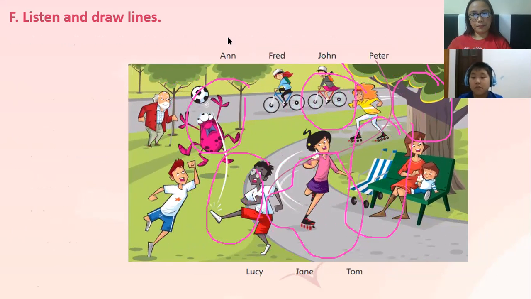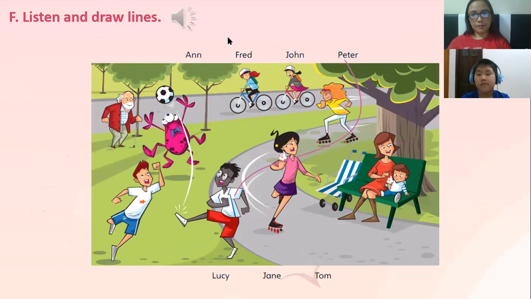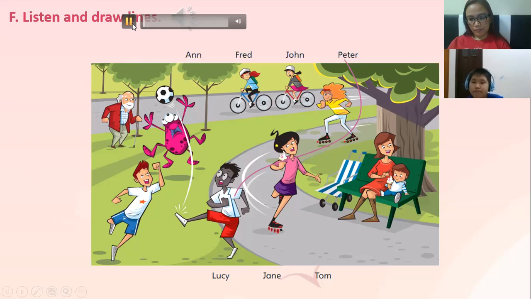Okay. Okay, baby, get a piece of paper and we're going to listen, okay? Ready? Okay. You can connect it. You can connect the names in the picture. Yes, ready. The woman in the red dress. Look at the picture. Listen and look. There is one example.